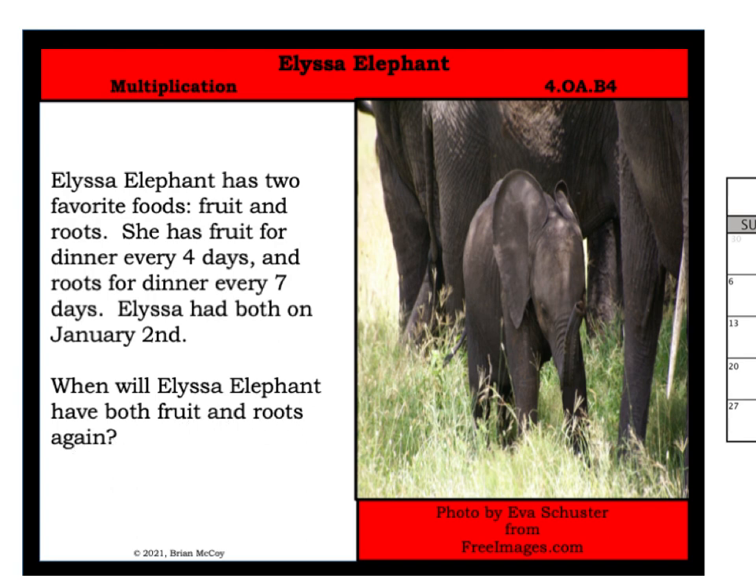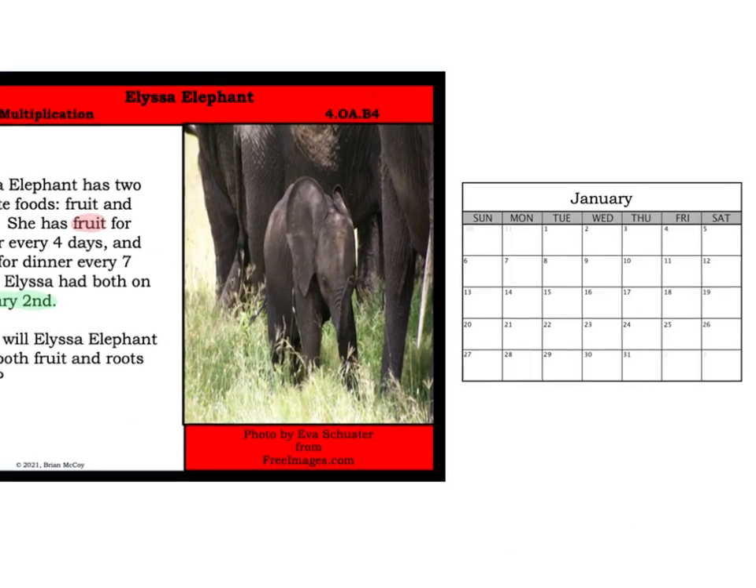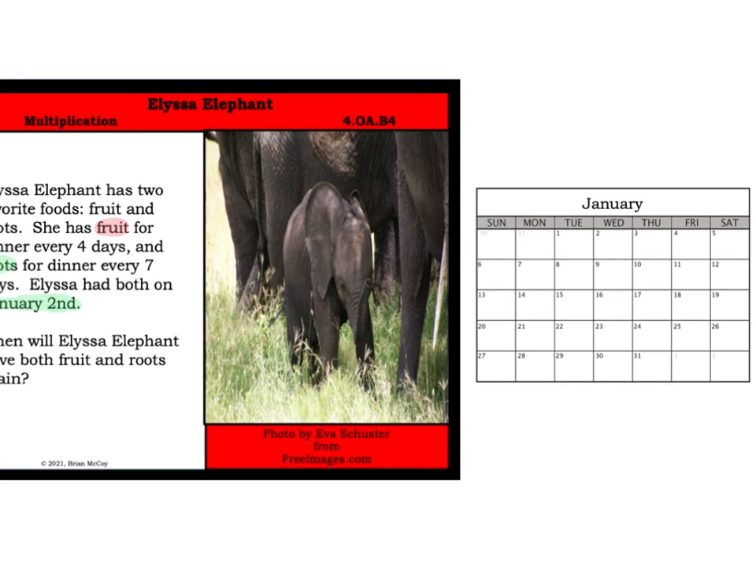All right, so you got two different things here. You've got fruit and you've got roots, right? So let's do the fruit in red and we'll do the roots in green, okay? And she had both on January 2nd. So what I like to do is use a little calendar here. And if she had both on the 2nd, I'm going to do both colors. I'm going to do green and I'm also going to do the red, okay?